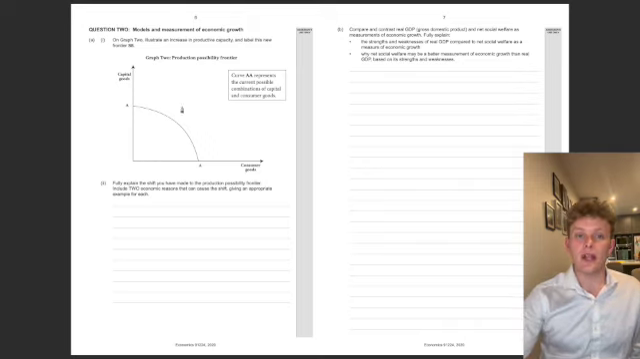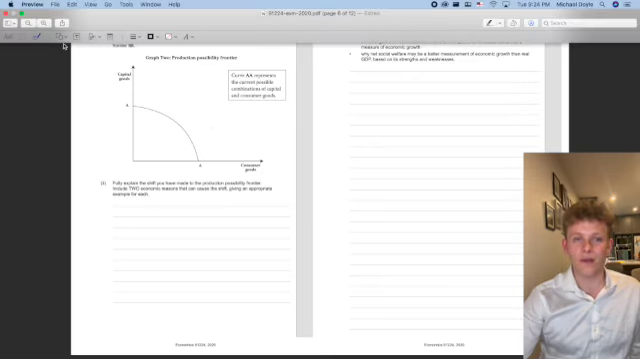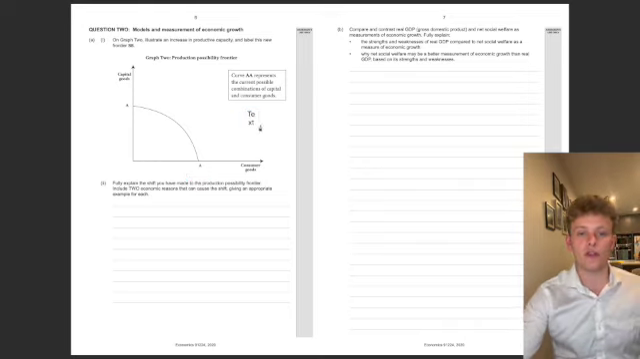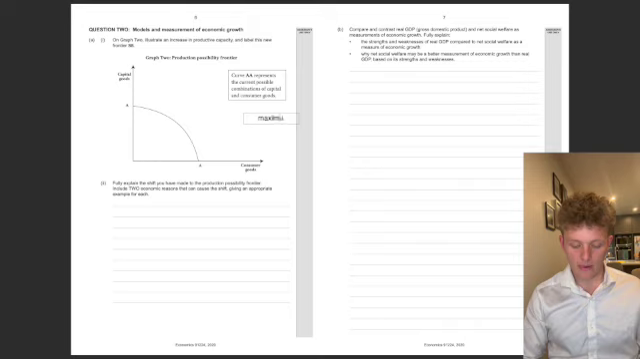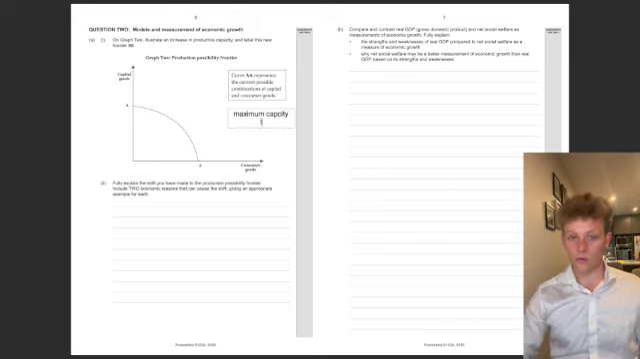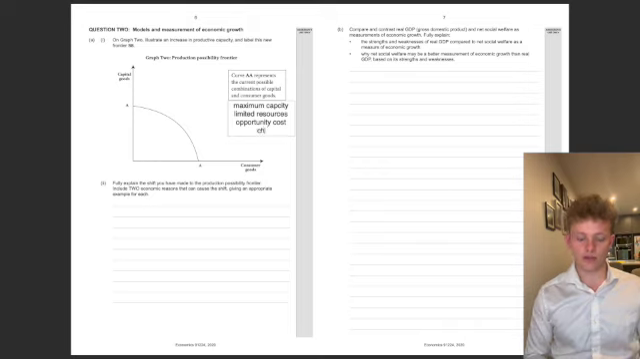Question 2, PPF. The first thing I want to think of with PPF is some keywords that I'm going to have to write down. When I think of PPF, I'm thinking straight away maximum capacity. What's the total possible output of our economy? I'm thinking limited resources, and that's going to be linked to the next one, opportunity cost. I'm thinking choice.